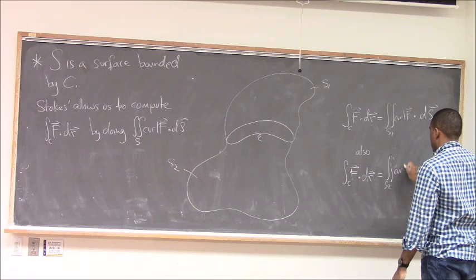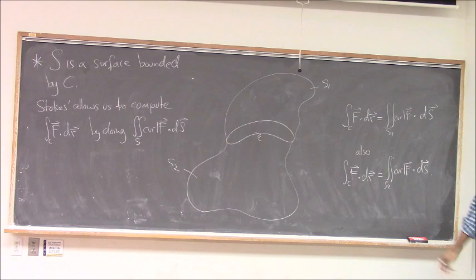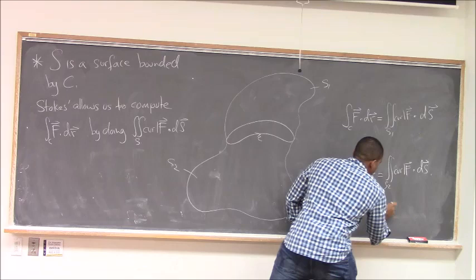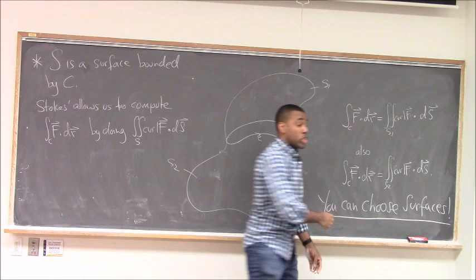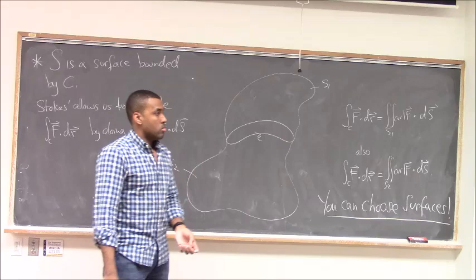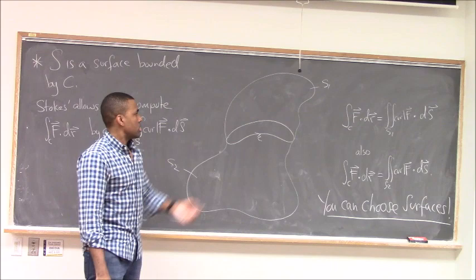Right? Because either surface here would satisfy the conditions of Stokes' theorem. In other words, you can choose surfaces. You have a choice, including a choice that might not be present at the time. Wouldn't the normal of S2 be the negative of the normal when you're doing S1? No, not necessarily. The surfaces are completely different.